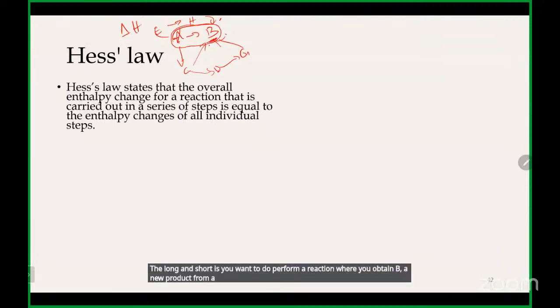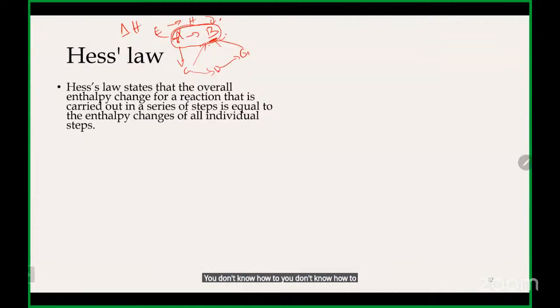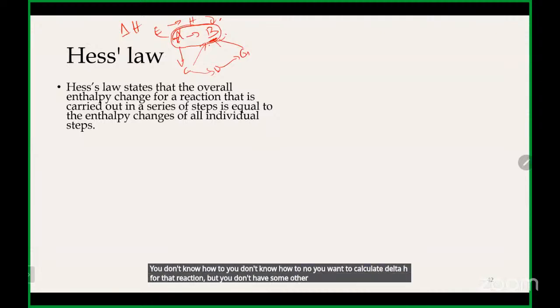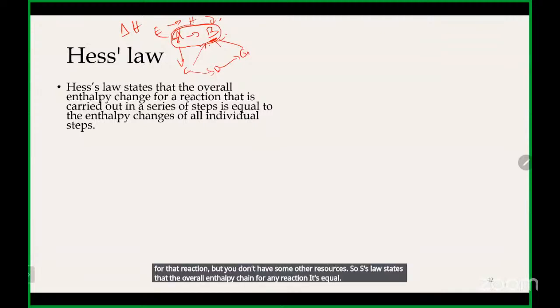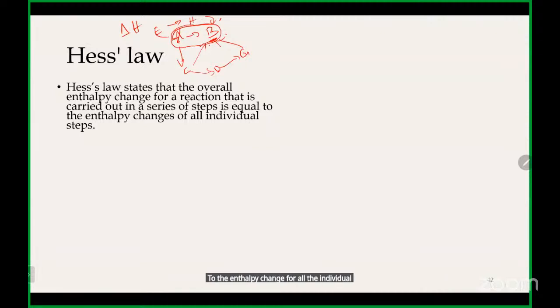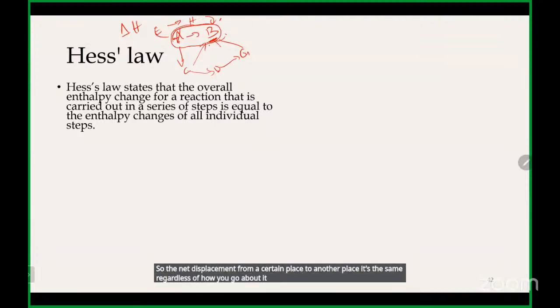Depending on the result, on what you have, you want to calculate delta H for that reaction, but you don't have some other resources. So Hess's law states that the overall enthalpy change for any reaction is equal to the enthalpy change for all the individual steps. So the net displacement from a certain place to another place is the same regardless of how you go about it. The overall, the net change.